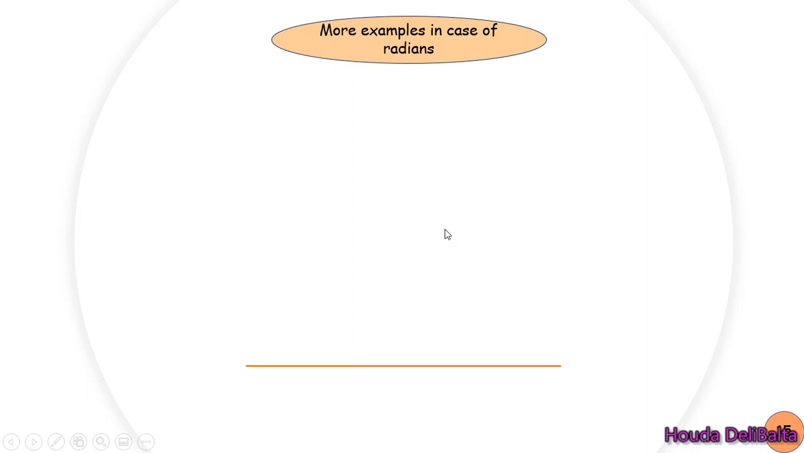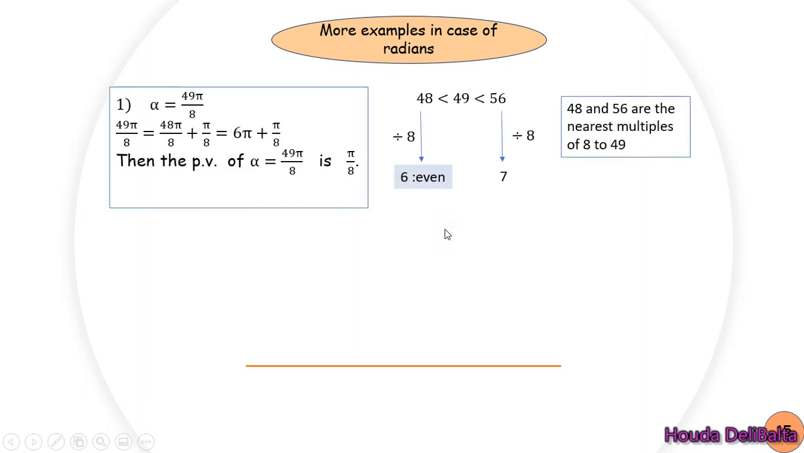In this video, you are going to know how to find the principal value of an angle in case of radians, in case the measurement is given in radians. For example, here is alpha that's equal to 49 pi over 8.